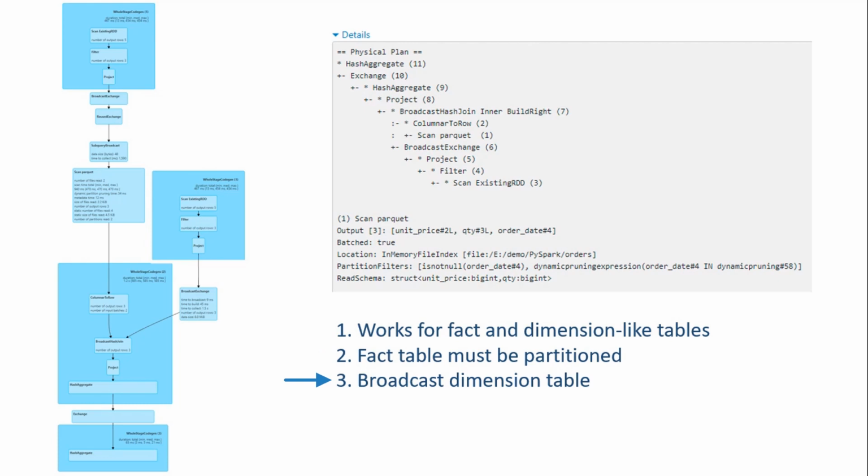If it is smaller than 10 MB, then Spark should automatically broadcast it. However, you should make sure that your dimension table is broadcasted. If you meet all 3 conditions, Spark will most likely apply dynamic partition pruning to optimize your queries.